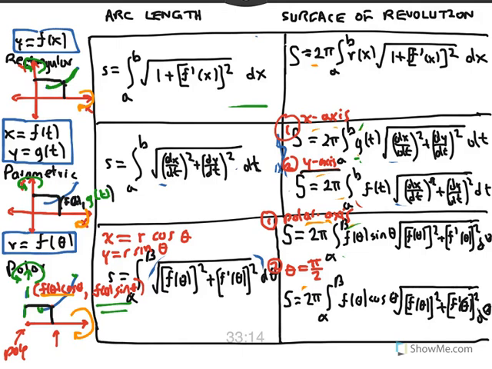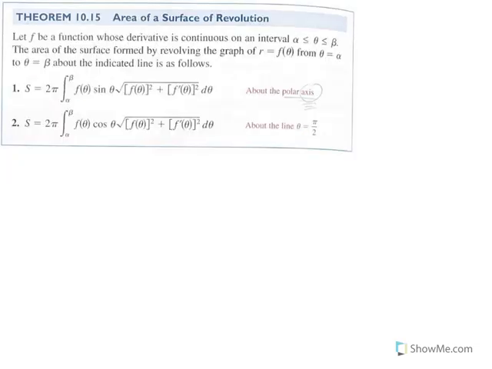And now we're ready to conclude our lesson by looking at an example for finding the area of a surface of revolution in polar form. We'll take a look at example 5 from the textbook. We'll be using Theorem 10.15 to find the area of a surface of revolution in polar form.